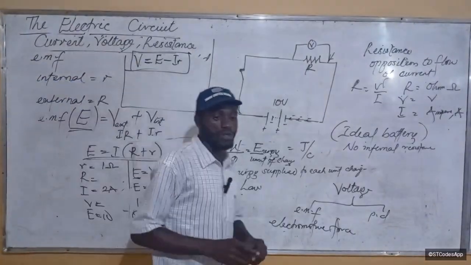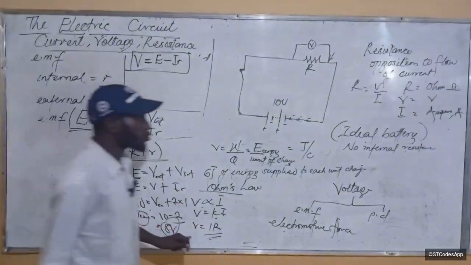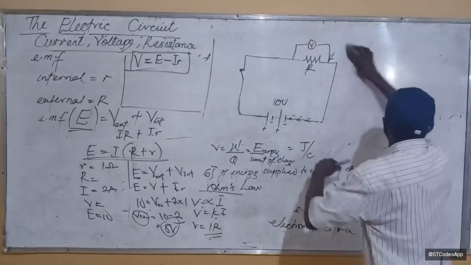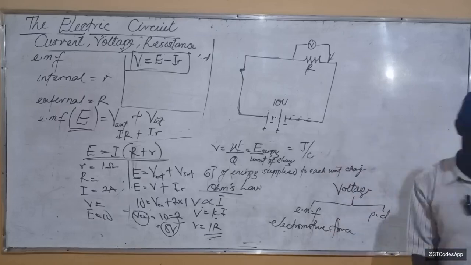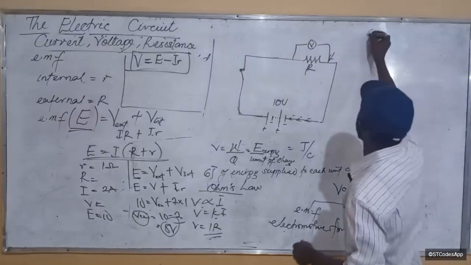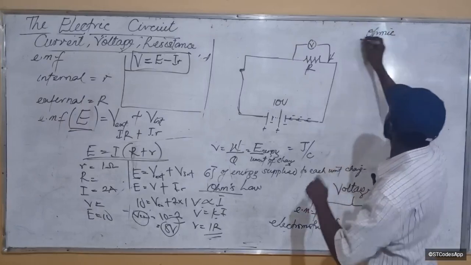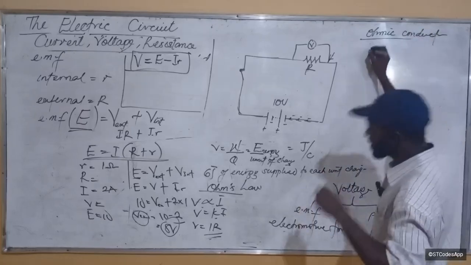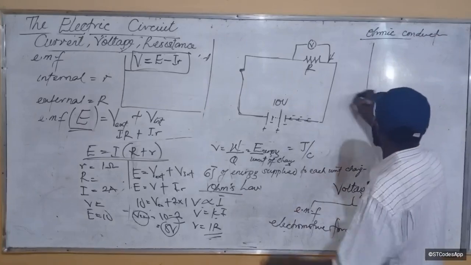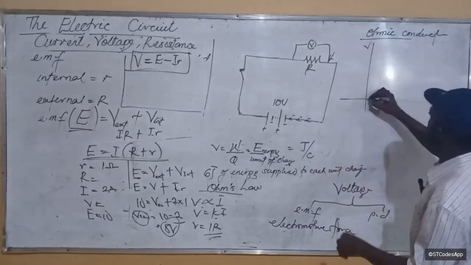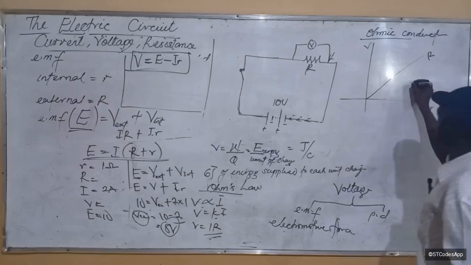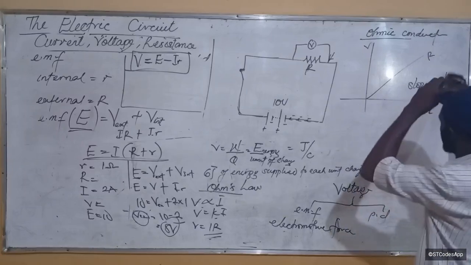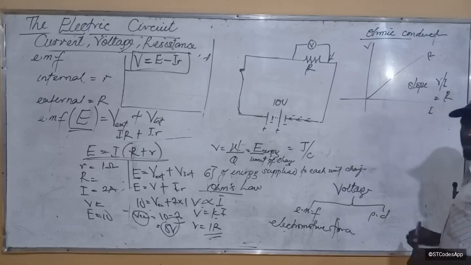All right. Now we've talked about Ohm's law. There are things that obey Ohm's law, and we call them ohmic conductors. Things that don't obey Ohm's law, we call non-ohmic conductors or non-ohmic resistors. Ohmic conductors have the standard graph of Ohm's law, like this. That's voltage against current. So the slope of the VI graph is resistance. Is that clear?